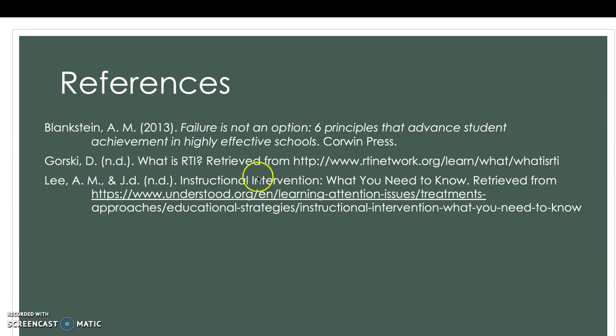And then these are my references that I used, not all of them, but some of the references that I used throughout this project.